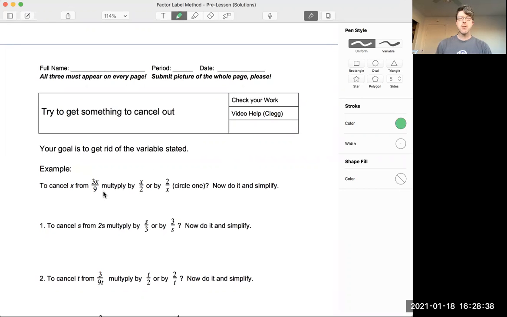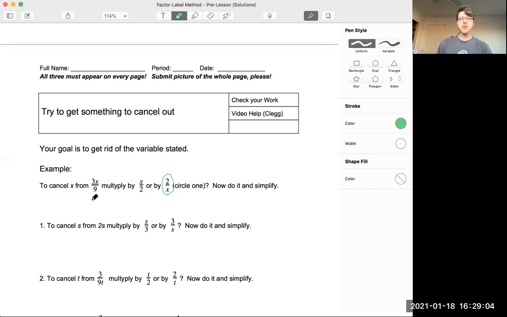Well, remember that if we want to get something to cancel out, we have to have one in the numerator and one in the denominator. So this one is already in the numerator. So what we need to do is multiply by something that's got x in the denominator, so that it can have one here and one down below, and then it will cancel out. So we're going to multiply by this one. Now do it and simplify.